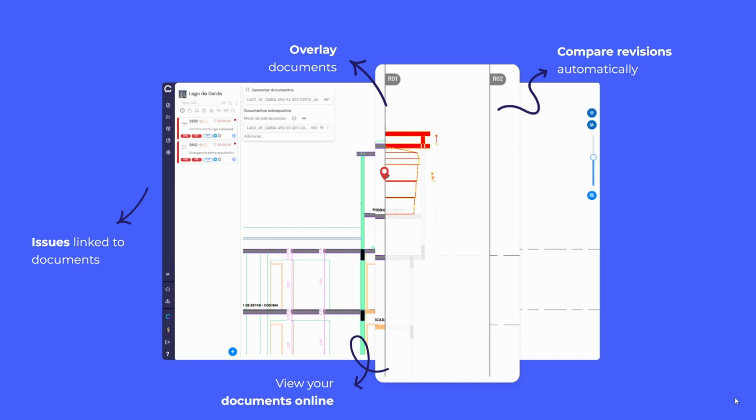And an interesting part here is that the issues are linked to documents, so you can view your documents online. You can overlay different documents and revisions and compare them automatically. So here we have two different revisions of the same document, and here we can see the difference between them because the software shows us automatically.